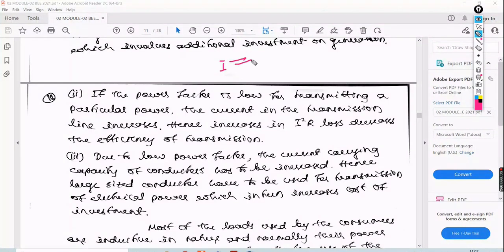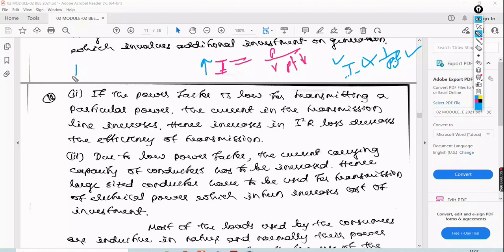Here, I is equal to P divided by V into power factor, that is the cos phi. With respect to this current I, if the power factor is low, what happens to the current? Current will be high because it is inversely proportional. The current is inversely proportional to the power factor. If the power factor is low, current is high.